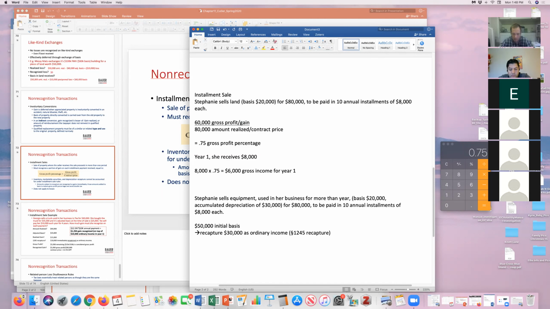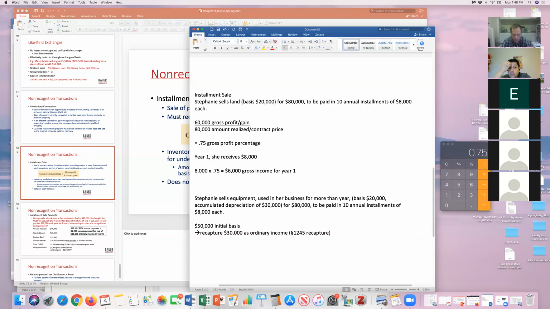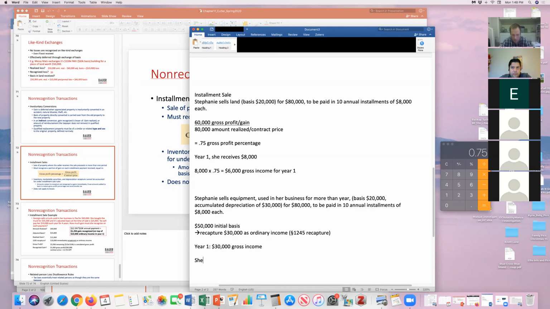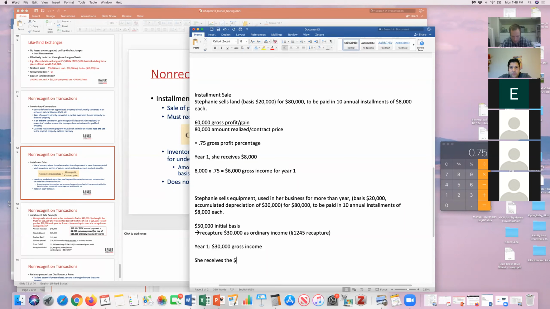And so now in year one, she already has $30,000 of gross income. And then she's going to get the $8,000 payment in year one. So now her gross profit percentage is going to be different.